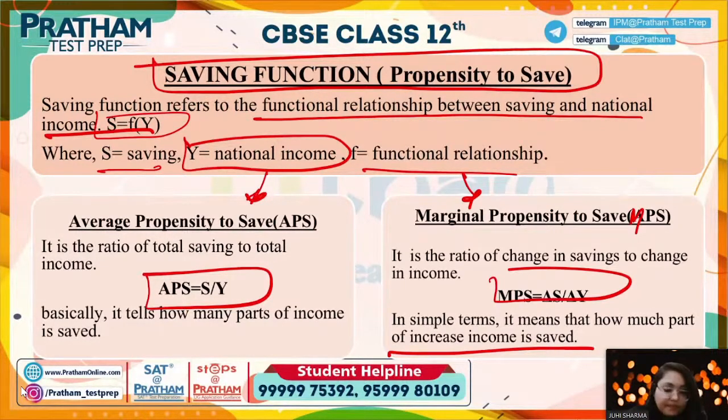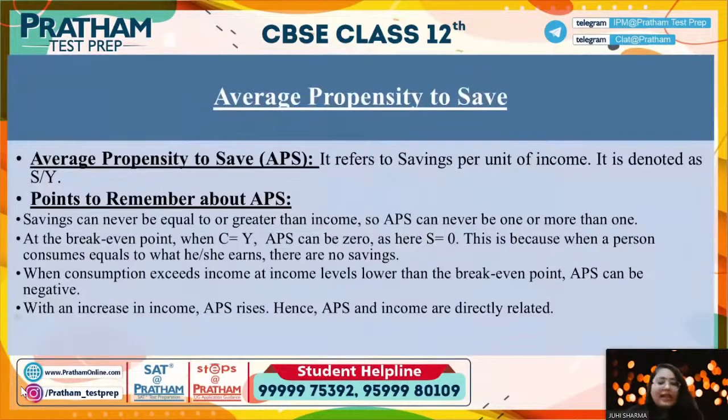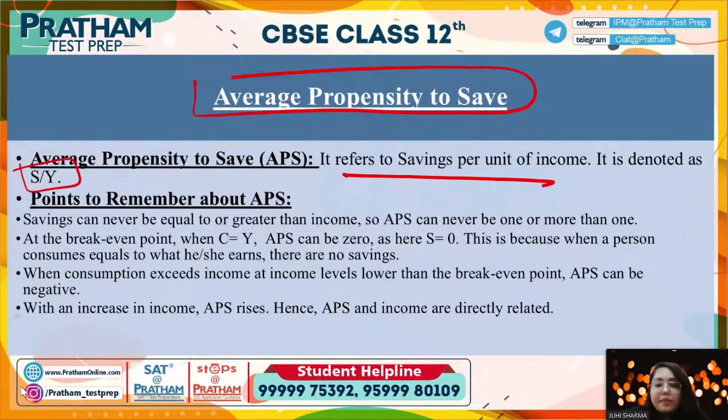Okay, now moving further, again like we had average propensity to consume, marginal propensity to consume, उसी की तरह we have average propensity to save. Now what is average propensity to save? That is savings per unit of income, जो आपका denote होता है S by Y से, right? अभी just हमने पढ़ा कि what part of income are you saving if the income is increased, right? Now there are a few pointers which you need to know about APS, that is average propensity to save.